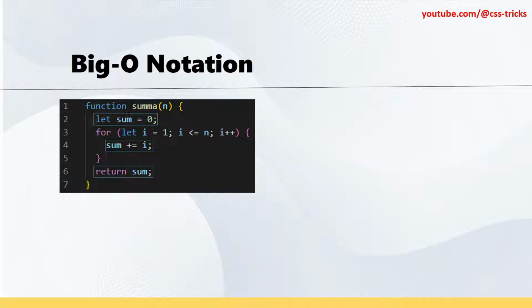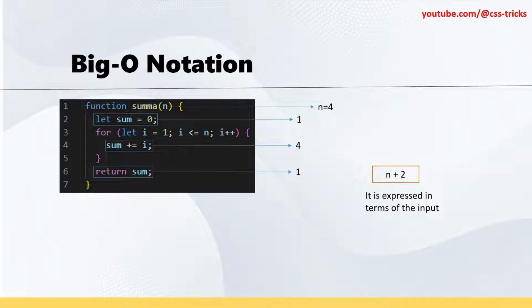Now given n is equal to 4, let's calculate the number of times each statement is executed. Line 2 executes only once, line 4 however executes 4 times, i is equal to 1 to i is equal to 4. Line 6 again is executed just once, so the total count is 4 plus 2. I say 4 plus 2 because we can generalize it to n plus 2 where n is the input to the function. If n is equal to 4, total count is 4 plus 2. If n is equal to 10, total count is 10 plus 2. If n is equal to 1 million, total count is 1 million plus 2.